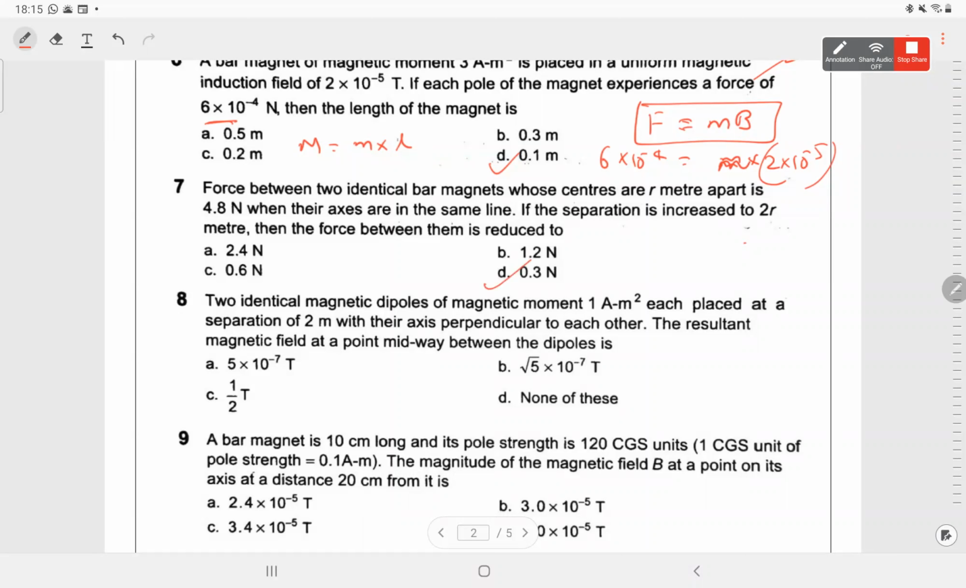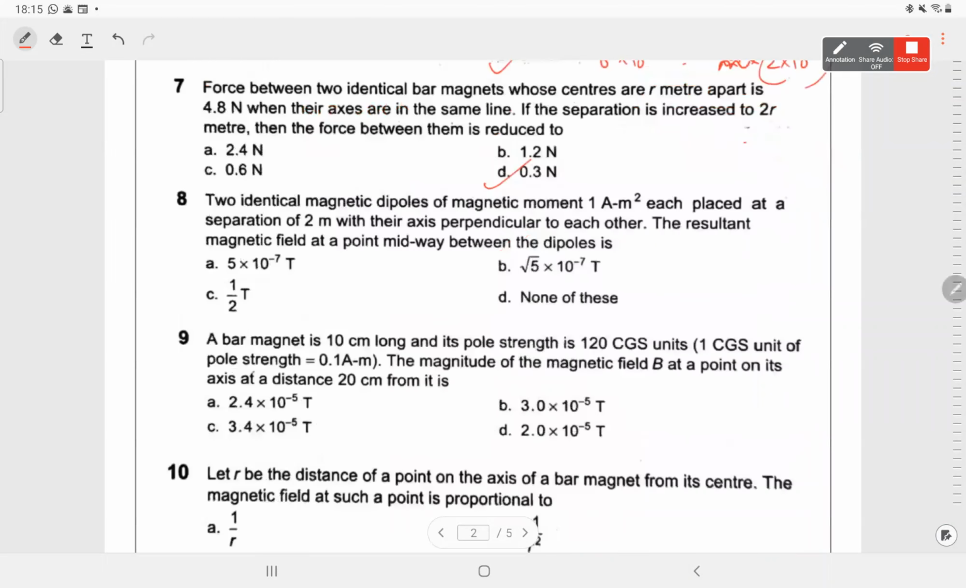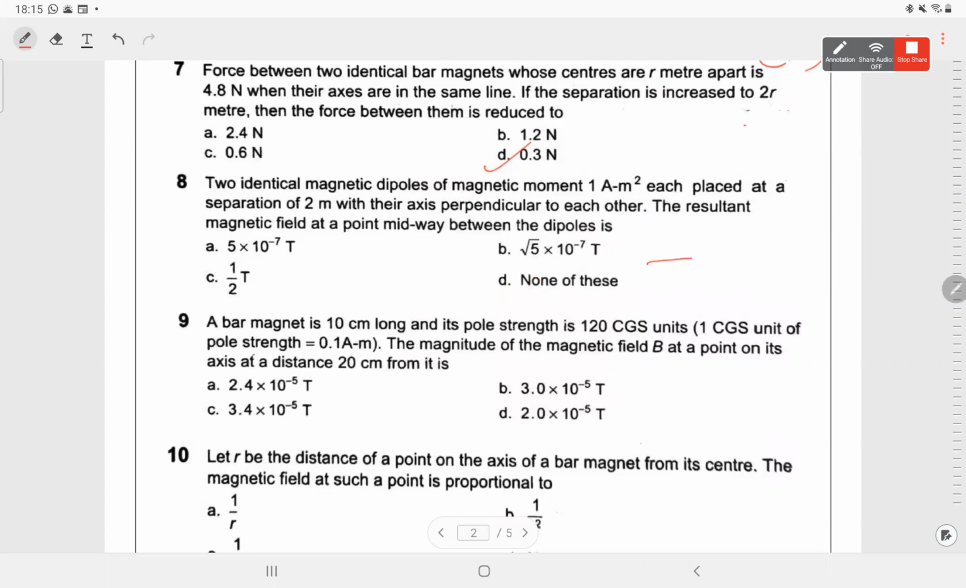Two identical magnetic dipoles of moment M each are placed at a separation of 2 meter, again similar to the previous question, the first question that we did. Second question: there are two magnets, their axes are perpendicular to each other, and we have to find the magnetic field exactly at the midpoint. So it will be mu naught by 4 pi, 2m by r cube for one and mu naught by 4 pi, m by r cube for the other.